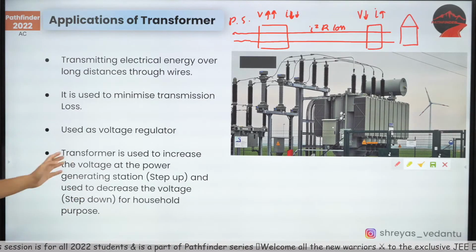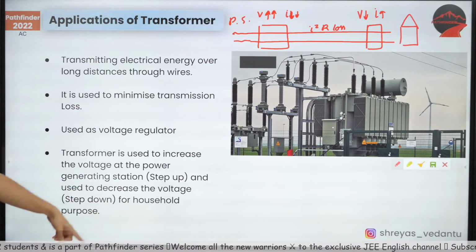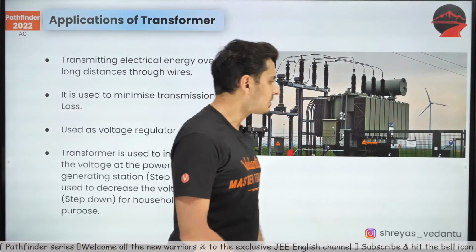So it is used to increase the voltage for step up on the generator side and step down on the household side. Okay, so that's what it is. So you should know these applications.